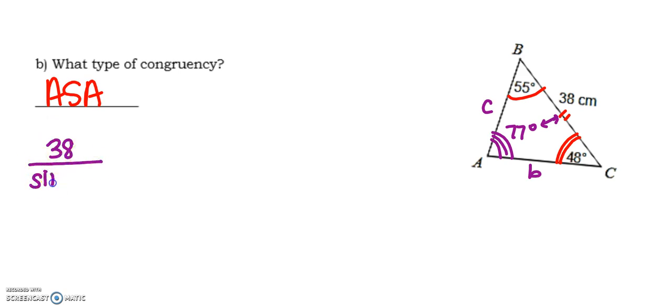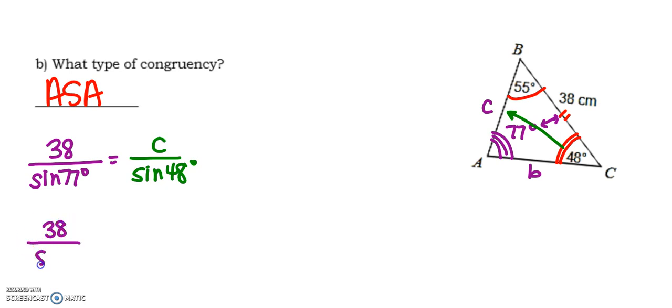over the sine of 77 degrees is going to be equal to, I'm going to do C first, so C over the sine of 48, and I'll be able to solve that. The other ratio I can set up then is 38 over sine 77 will be in proportion with side B over the sine of 55 degrees, because B is across from an angle of 55. So go ahead and cross multiply, solve for B and C, and just round to the nearest whole number. Take a second to do that, pause your video, make sure you're okay with your calculator.